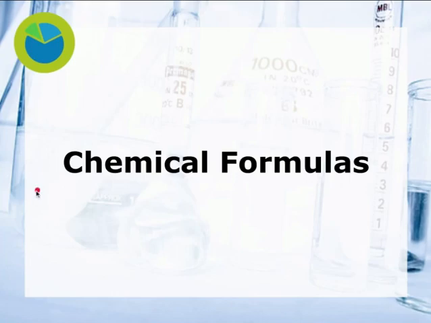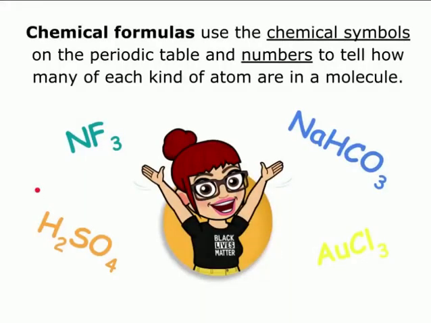This video is about the basics of chemical formulas. Chemical formulas use chemical symbols on the periodic table and numbers to tell how many of each kind of atom are in a molecule. So, here are some examples of chemical formulas. You may have seen things like this before, and you might be wondering, what are they used for?